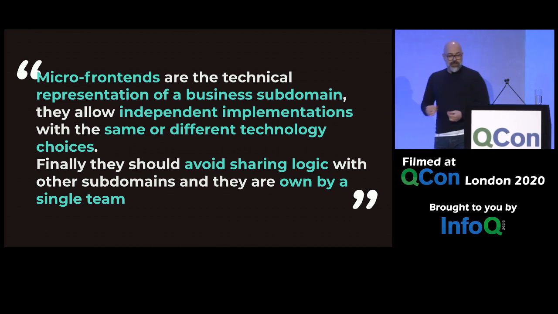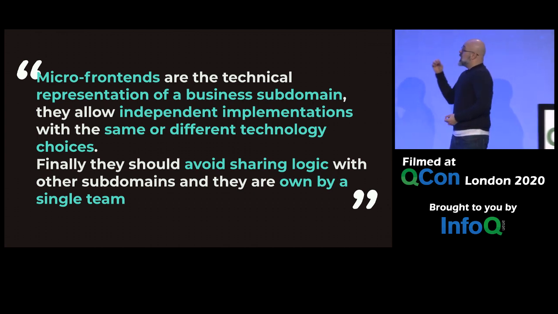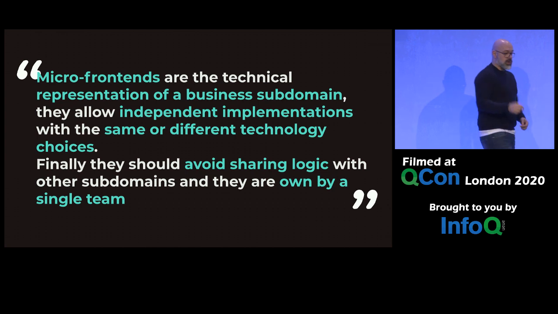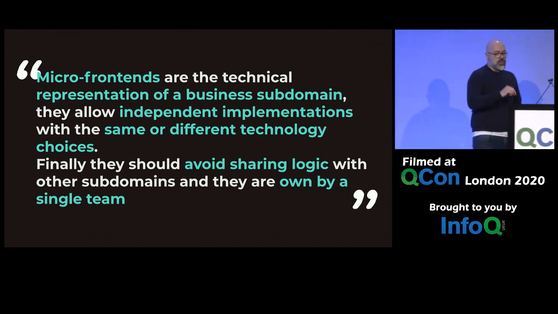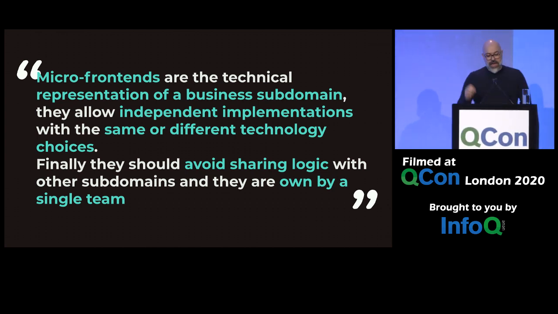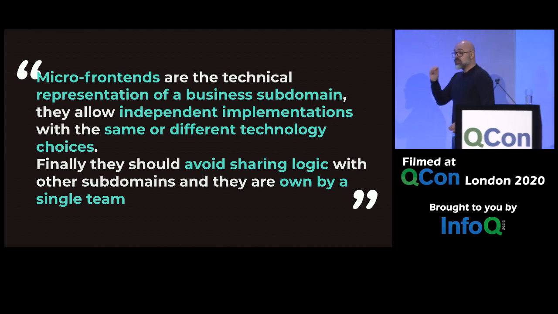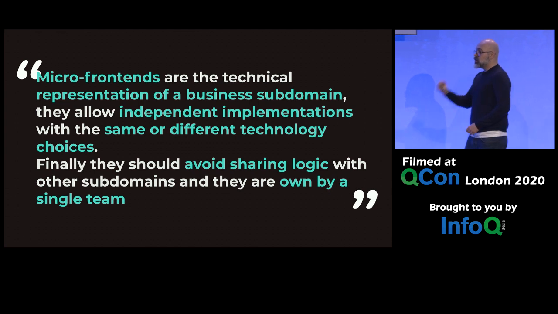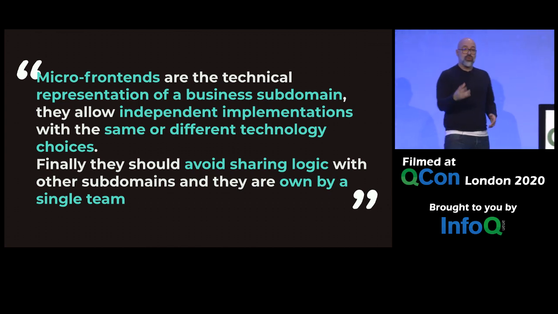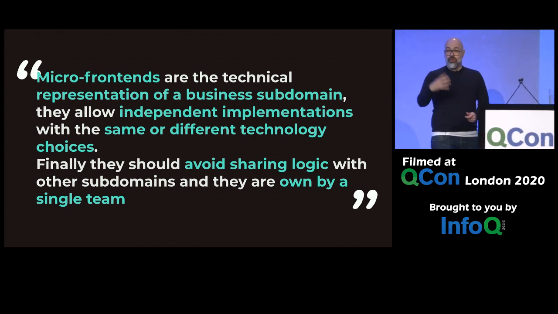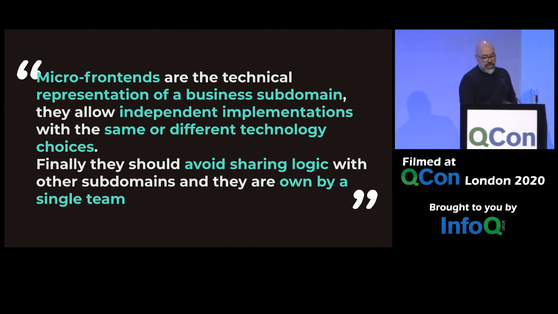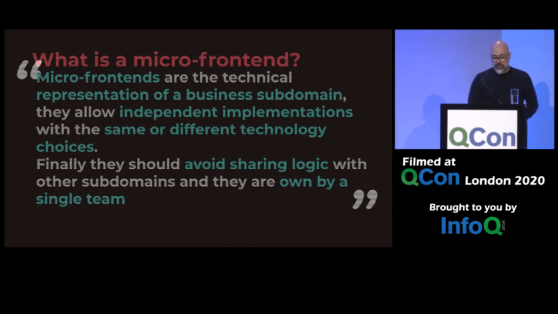They allow independent implementation. They can share the technology or can have different technologies. And they should avoid sharing logic, and they are owned by a single team. The ownership part is very, very important, because if you don't have strong governance, you risk, honestly, not having a project that could work properly, not because of an architectural issue, but more due to a governance issue. So that is something very, very important to think about.